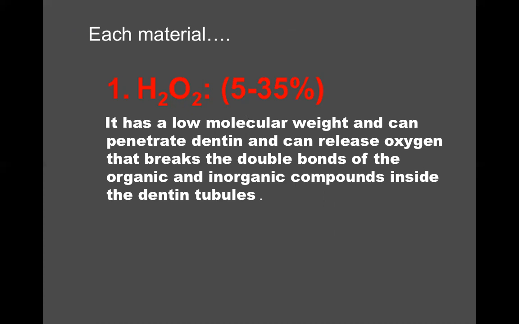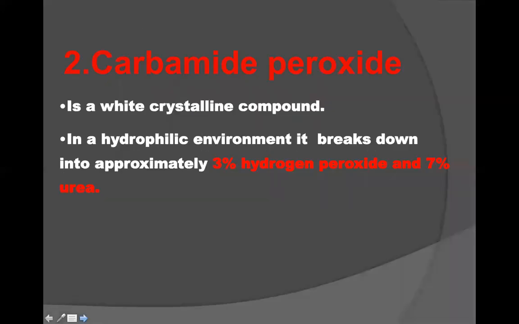What makes hydrogen peroxide a very favorable material for bleaching is that because of its low molecular weight, it can penetrate through the porosities of the enamel, enter into the dentin tubules, release the oxygen, and break the double bonds of the organic and inorganic compounds inside the dentin tubules and bring about a change in color.